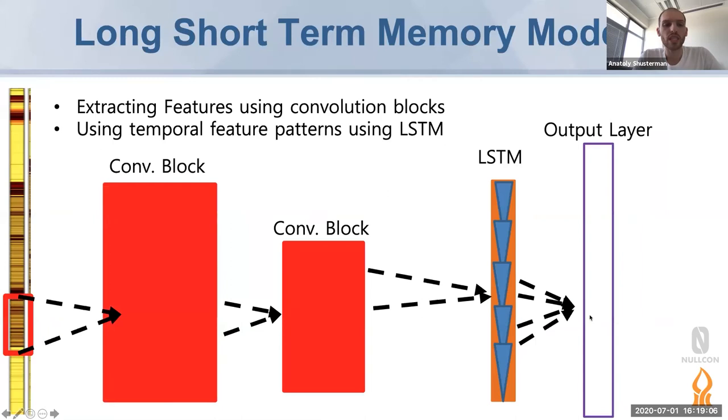Another model we use is the LSTM model, long short-term memory. We used the features extracted using the convolutional blocks, the convolution layer and max pooling downsampling layers, and fed them to the LSTM, which takes these local features over the cache contention trace and finds temporal features over these local features, and also classifies these feature vectors to the label of different web pages.